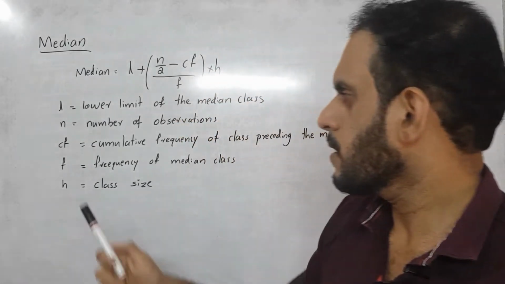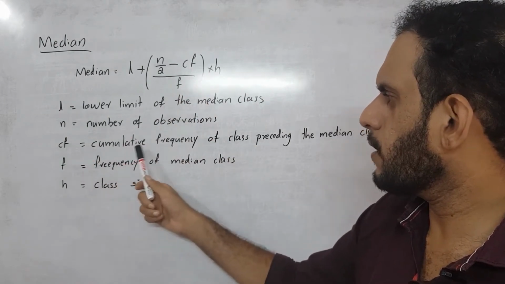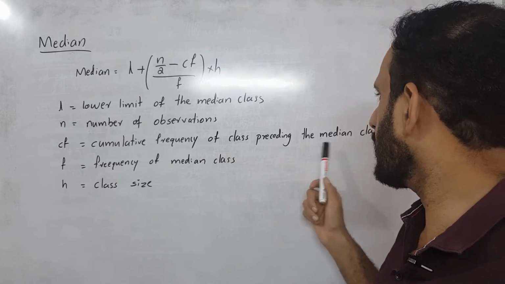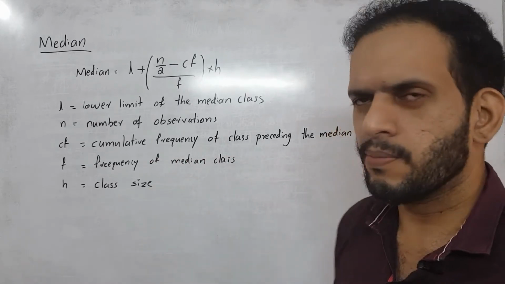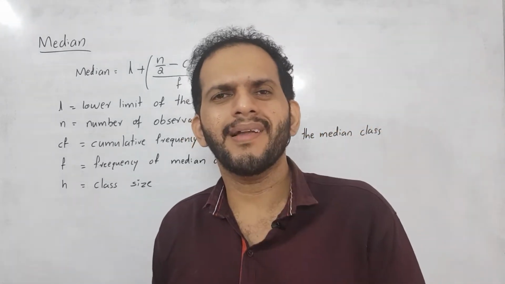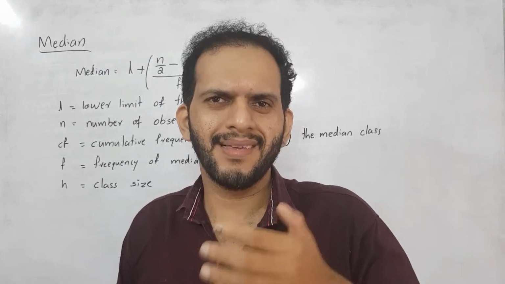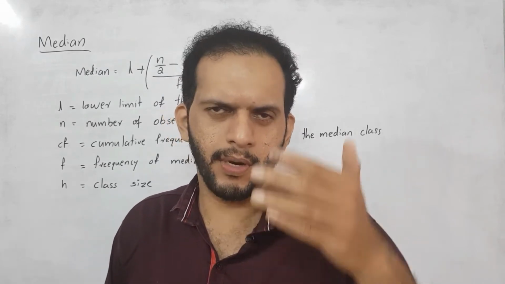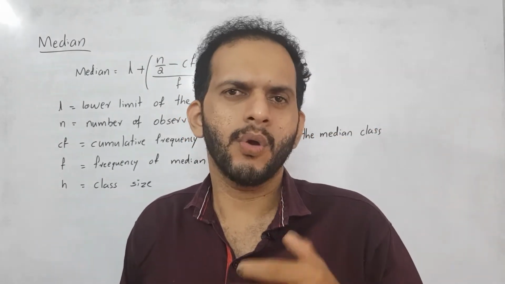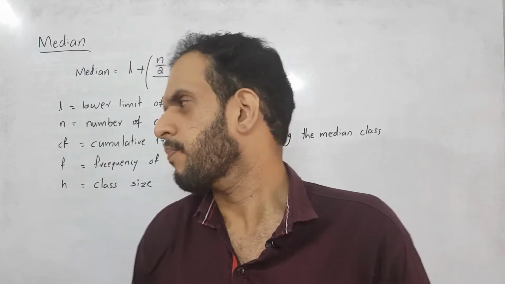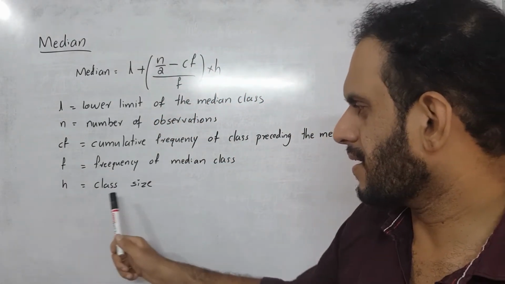Then Cf. Cf is the cumulative frequency. Here Cf means the cumulative frequency of the class preceding the median class. What do you mean by cumulative frequency? That is the successive addition of frequencies. And f is the frequency of the median class and h is the class size.